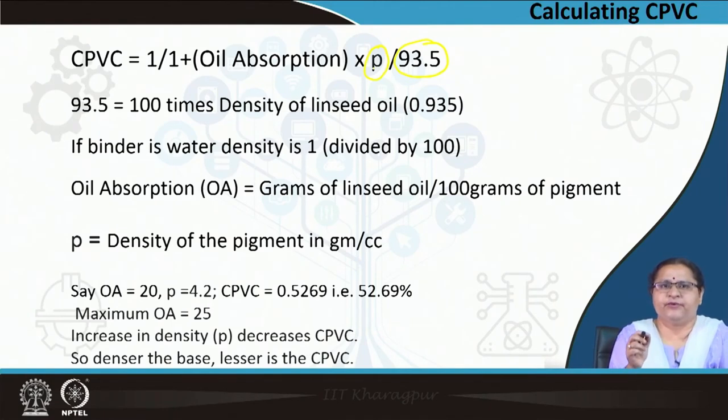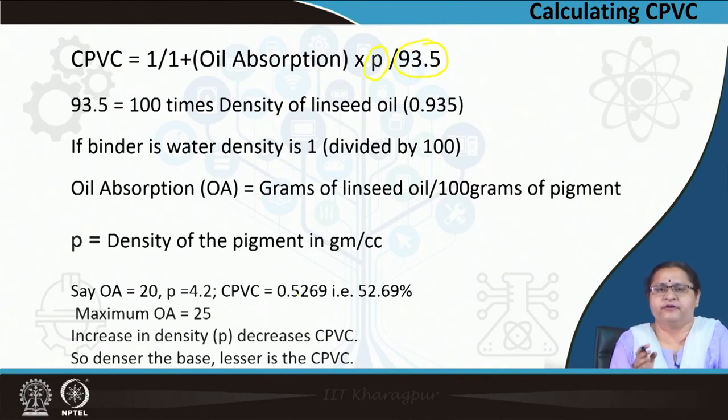So when the density of the material is more, the CPVC value decreases. Increasing the density of the material or the base, you get a decreased CPVC value. The denser or heavier the base, the lesser is the CPVC. Because these bases are all mineral oxides, you can get a clue from the density rho value. See, here if you have the oil absorption or OA as 20, rho as 4.2, which is that of titanium oxide, CPVC comes out to be 52.69%.